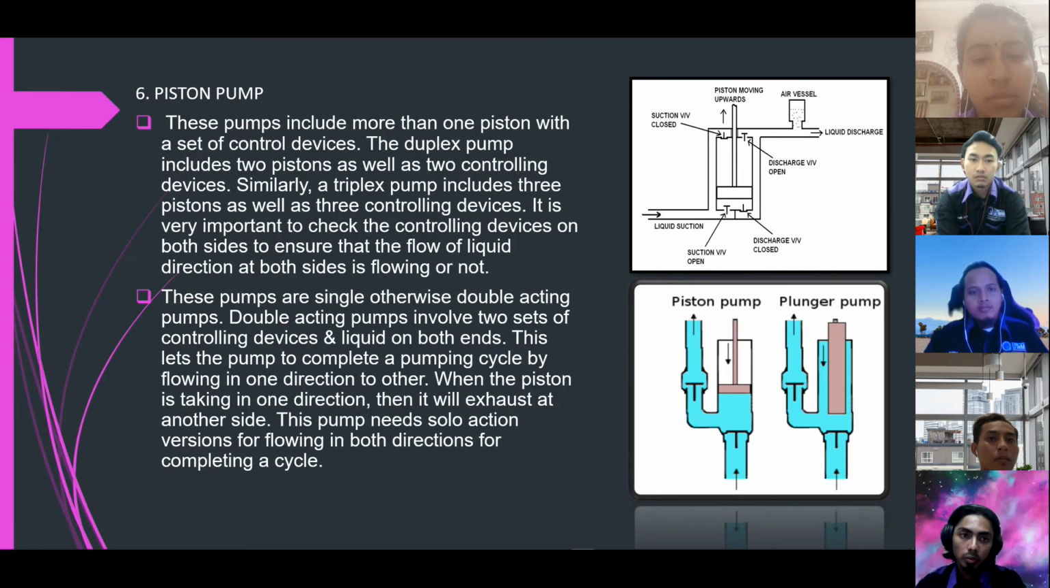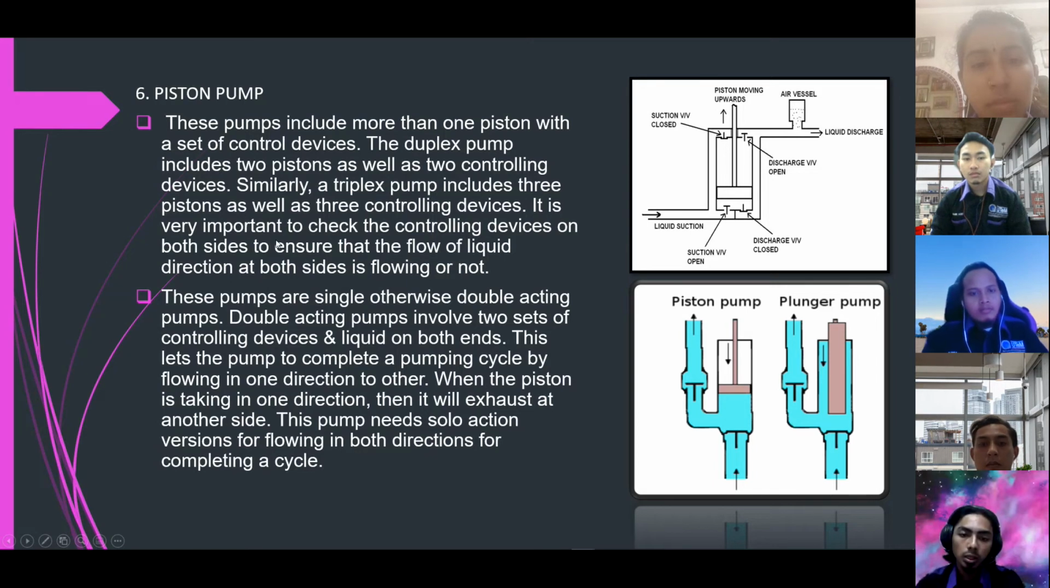And the third pump is the piston pump. This pump includes more than one piston with a set of control devices. The duplex pump includes two pistons as well as two controlling devices. Similarly, a triplex pump includes three pistons as well as three controlling devices. It is very important to check the controlling device on both sides to ensure that the flow of liquid direction at both sides is flowing or not.